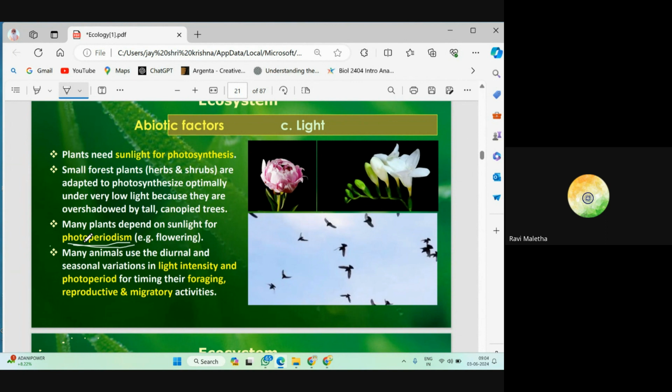And many animals and many birds are also very sensitive to this photoperiodism. Photoperiodism means changing of sunlight during the day or during the year. During the day also, you have seen animals wake up in the morning and feel sleepy in the night, even though they don't have a clock. It's because when morning sunlight starts increasing, a sensor in their body perceives the amount of sunlight and they act accordingly. So this is known as photoperiodism.